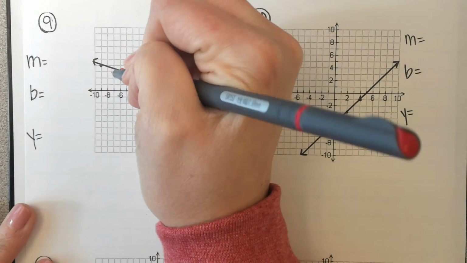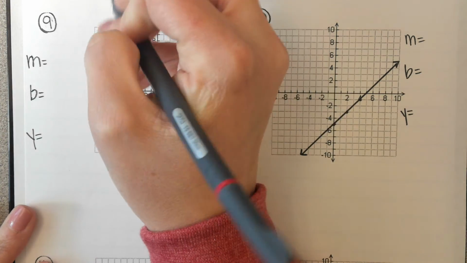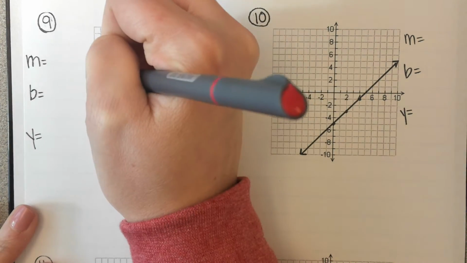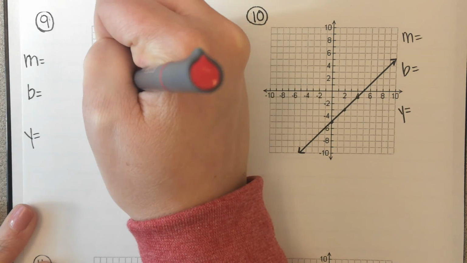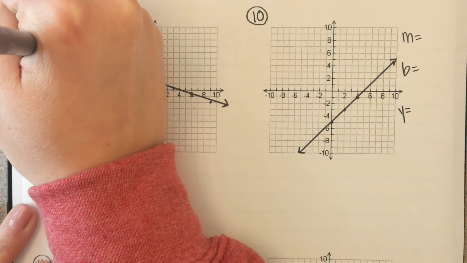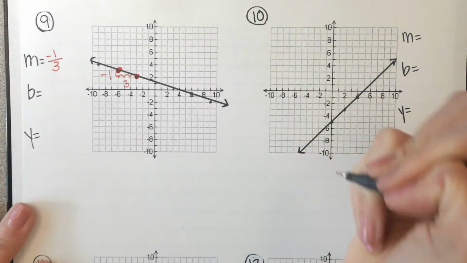So I'll start on the left. So am I going to have to go up or down? I'm going to go down, and I go down 1. How many am I going to go to the right? 3. So m equals -1/3.